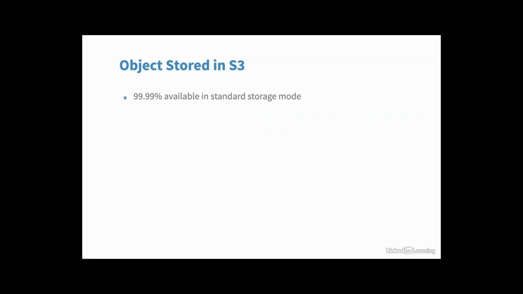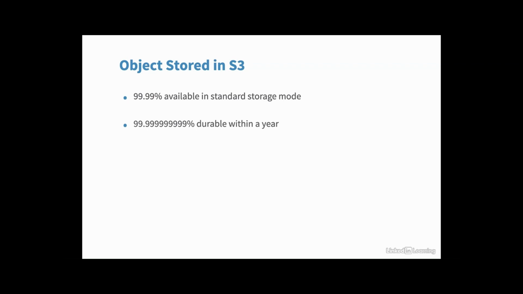Let's talk about S3's vaunted availability and durability. Availability refers to the S3 service itself. Will S3 respond when you make a request to store or retrieve an object? Durability refers to S3's ability to keep your data without corrupting it, or losing it. So here are the numbers. Objects stored in S3 are 99.99% available in standard storage mode. And as for durability, well, I'm not even going to try to say that, but it's 11 nines.